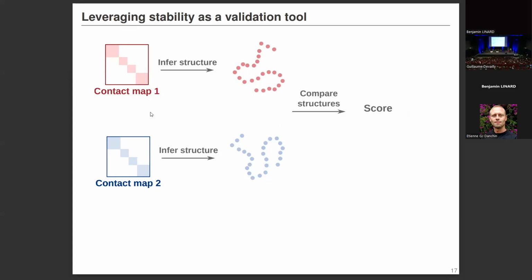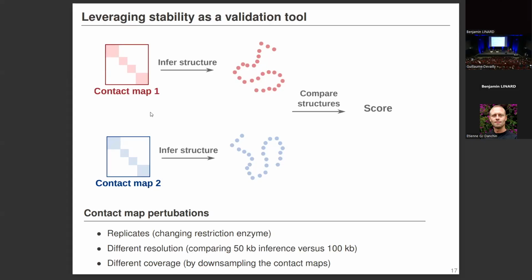In this field of 3D model inference, what we've done is use two contact maps that are somehow related, infer two structures, and then compare the structures, obtain a score, and the more stable your method is, the better it should be. So in terms of perturbation, what we've done is use, for example, different biological replicates. Either if you have the possibility of having true biological replicates, then of course using this, or changing a bit the protocol.